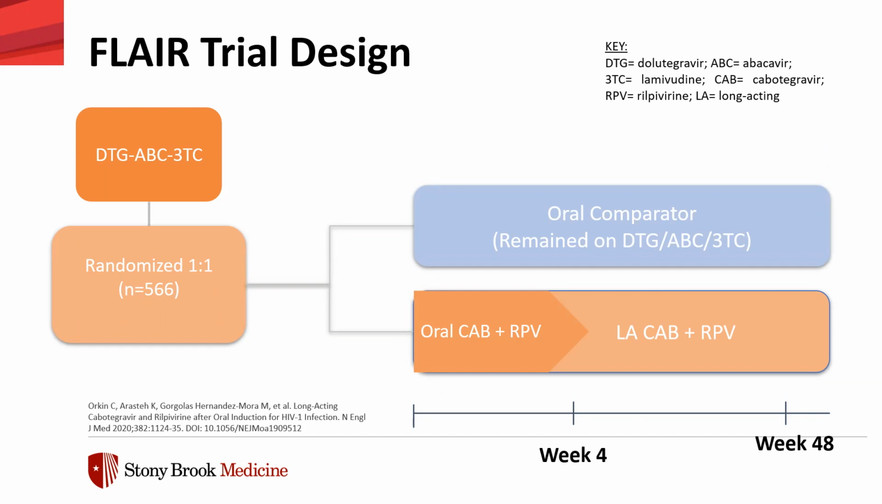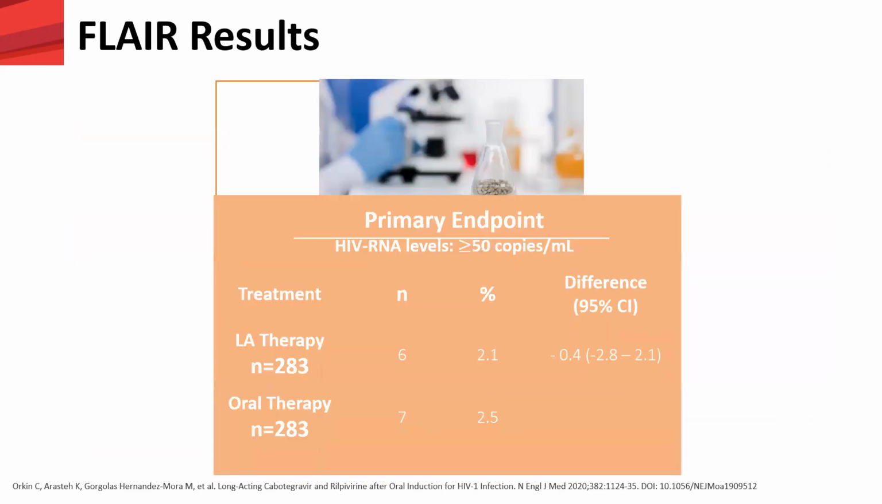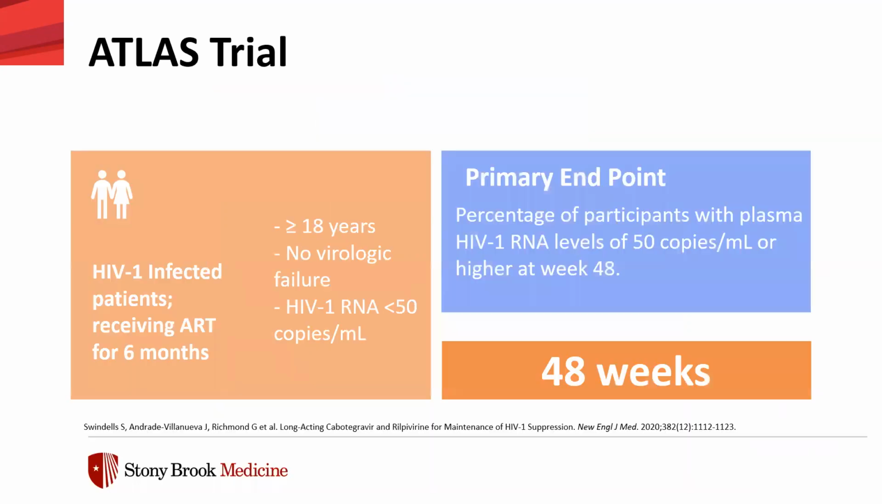As you can see, however, these patients for the first month were required to start on the oral cabotegravir and rilpivirine. The reason for this was to assess safety and tolerability before transitioning into those long-acting monthly injections. At week 48, the HIV RNA levels of 50 copies per milliliter or higher were found in 6 participants receiving the long-acting therapy and 7 in those receiving oral therapy, which accounted for an adjusted difference of 0.4 percentage points that did meet the criteria for non-inferiority.